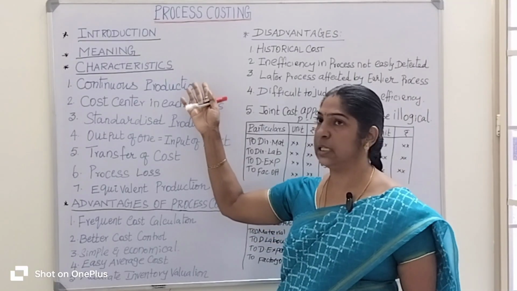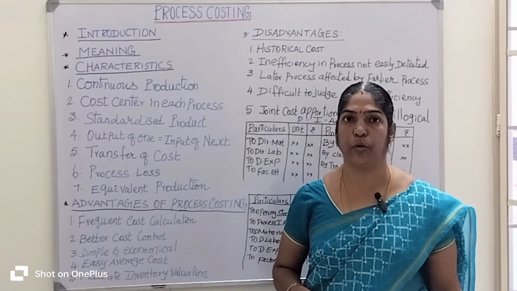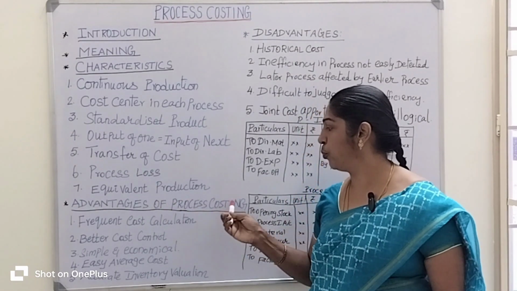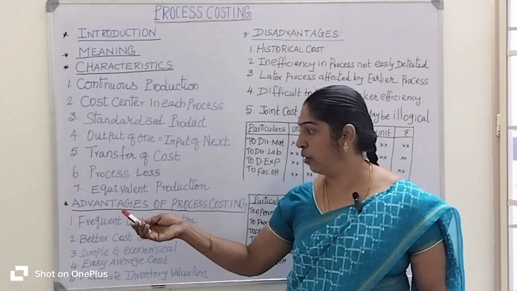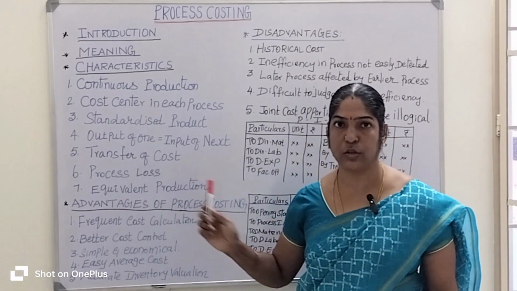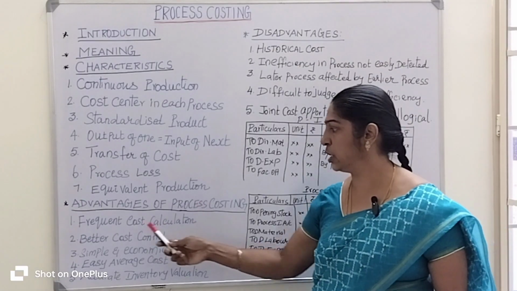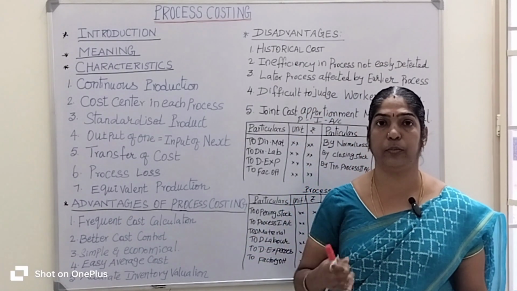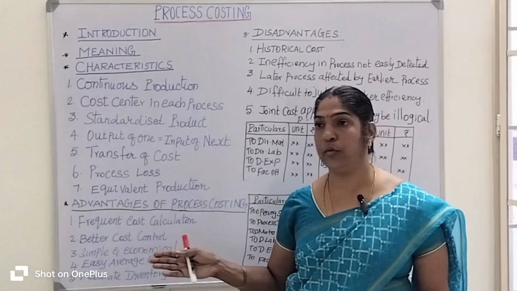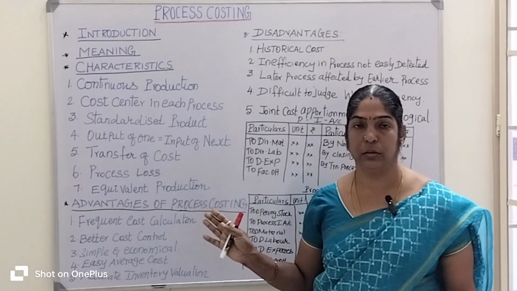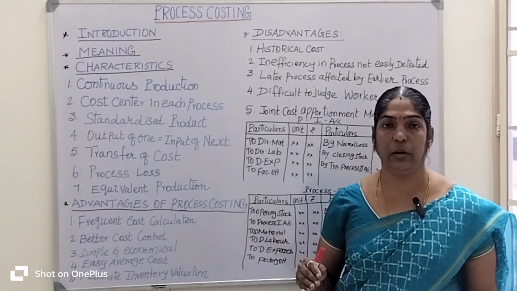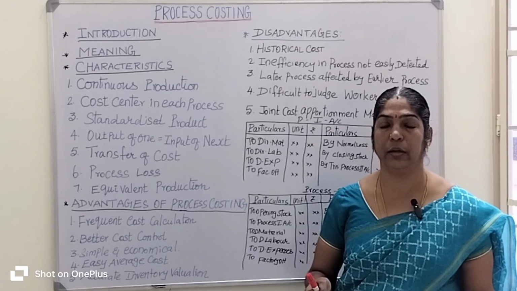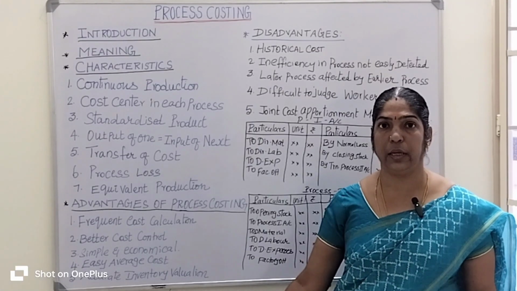After discussing in detail the characteristics of process costing, now we are going to discuss in detail the advantages of process costing. There are 5 most important advantages of process costing. The first advantage is frequent cost calculation. In continuous production, how can you find out the cost? Should we wait till the end of the accounting year to calculate cost?